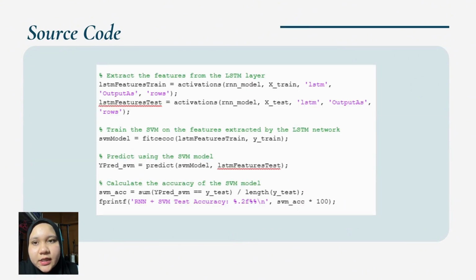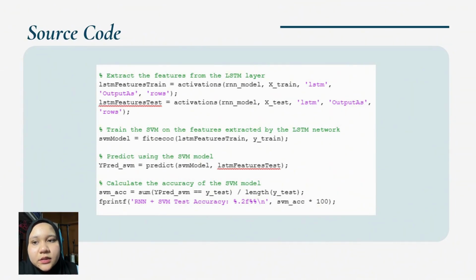Next, feature extraction and SVM training. First, we do feature extraction with LSTM and SVM classification. For feature extraction, the output from the LSTM layer is extracted using activations. These outputs are treated as deep features of the images. After that, we will train it using SVM. The features from the LSTM layer are fed into an SVM classifier with an ECOC approach. SVM is used to classify the images based on the deep features extracted by the LSTM.